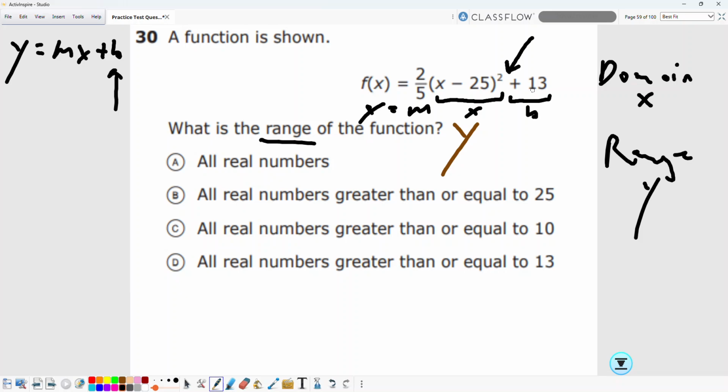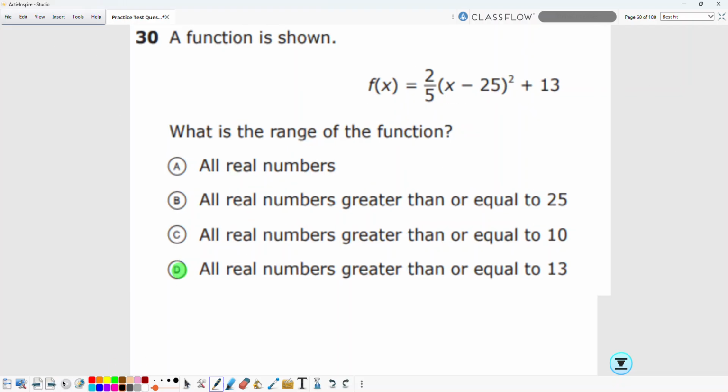And because it's positive, the parabola is going to open up, which means that you could have an answer that's 13 or greater. So it's all real numbers greater than or equal to 13. So I'm going to choose D. Let's see if I chose wisely. And there you have it.